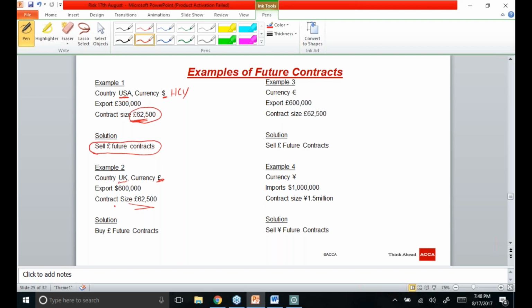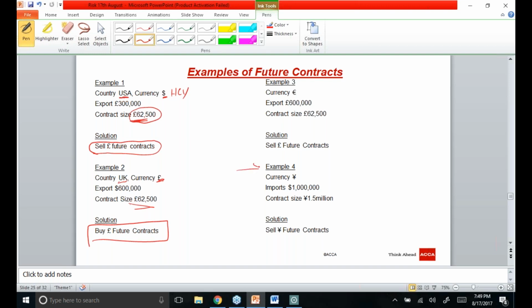If you are going to sell dollars, that means ultimately you will have to buy the pound. So book a contract, buy pound future. You always have to think in contract size currency. In this example, example number 2, you are receiving dollars. Obviously, you are going to sell the dollars, but the contract is not in dollars. The contract is in pound. So if you are going to sell dollars, definitely you are going to buy pound. So book a contract like this, buy pound future.